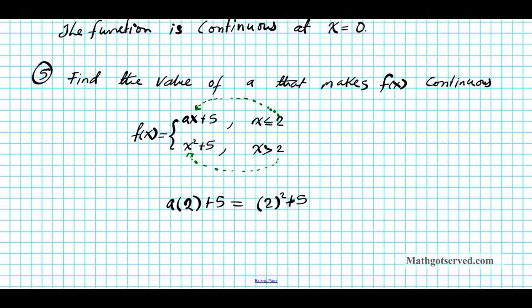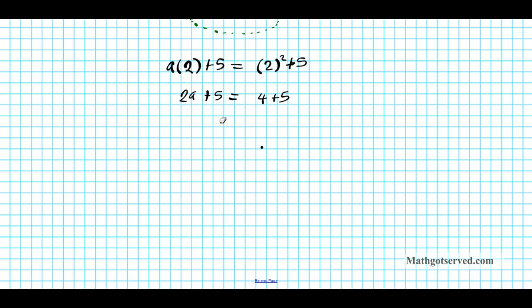So let's solve this resulting equation for a. We're going to have 2a plus 5 equals 2 squared, which is 4, plus 5, that yields 2a plus 5 equals 9. You can subtract 5 from both sides. You have 2a equals 4. Divide both sides by 2 and you end up with a equals 2. So this value will make the function continuous.